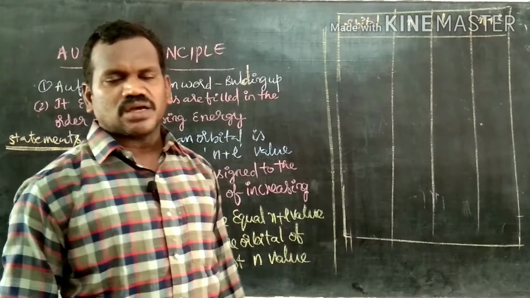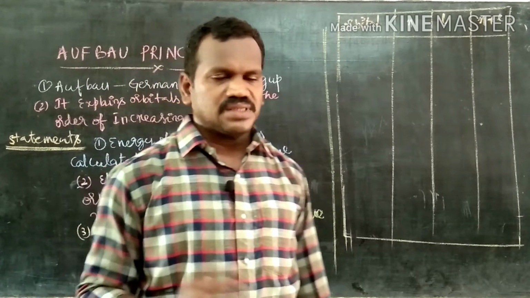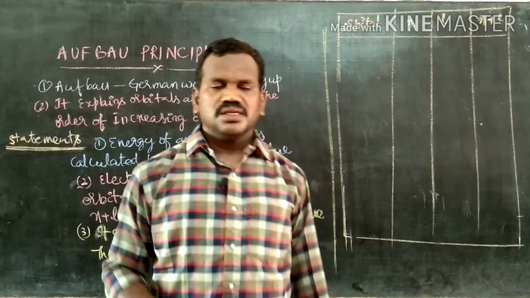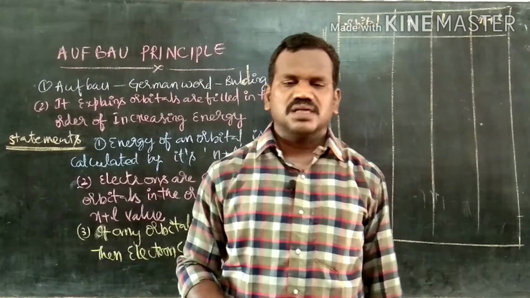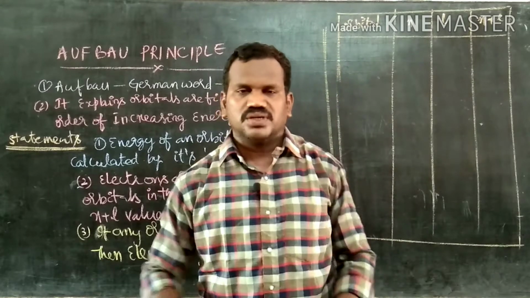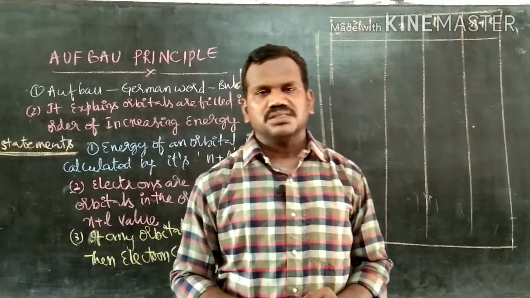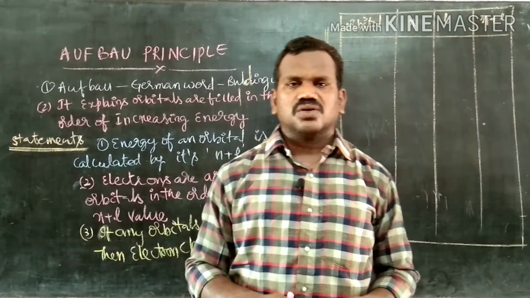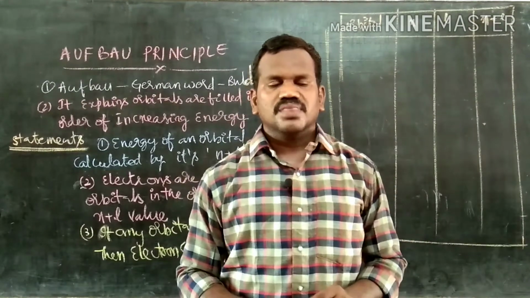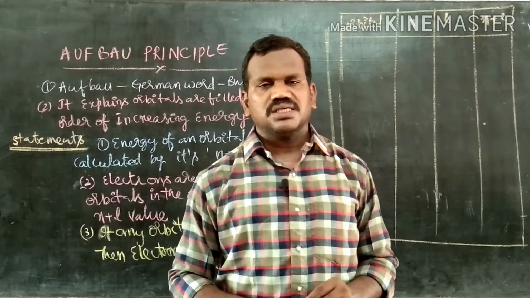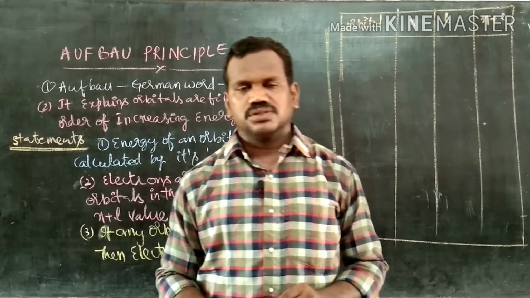We discussed many topics in the structure of atom, mainly quantum numbers, different kinds of quantum numbers and what they represent, that we already discussed. Now let us come to one more important topic, that is how to write the electronic configuration. To write the electronic configuration, we follow some rules.